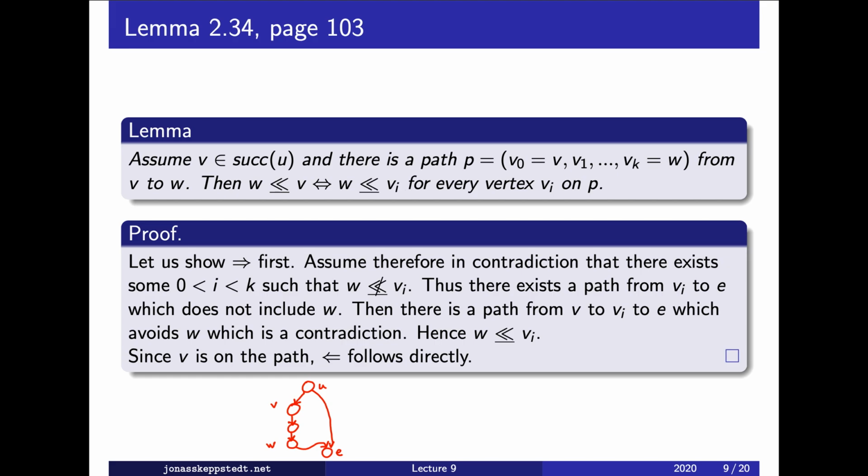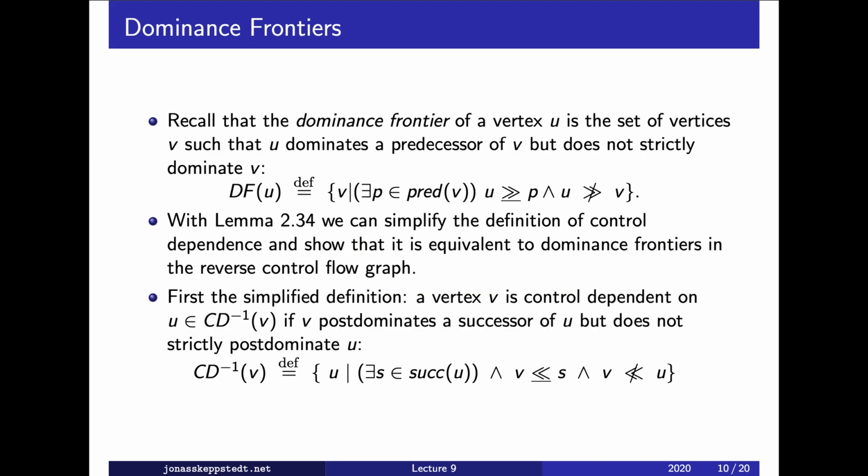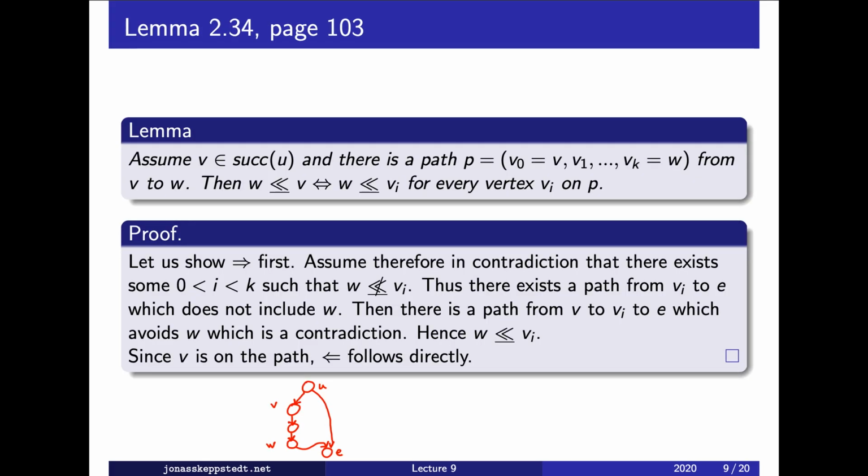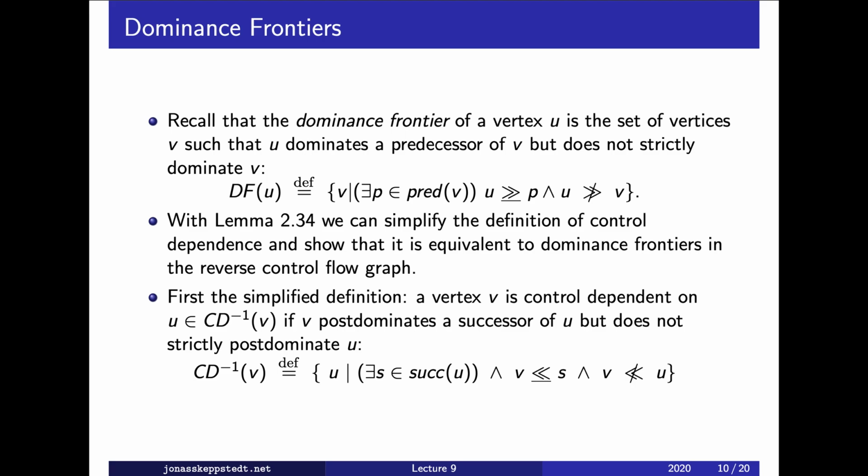Therefore, we can simplify the definition of control dependence and make it very similar to the definition of dominance frontier. With this lemma, we can skip the requirement that W post-dominates every vertex on this path. It's sufficient that it post-dominates the first vertex. So let's start by recalling dominance frontier.